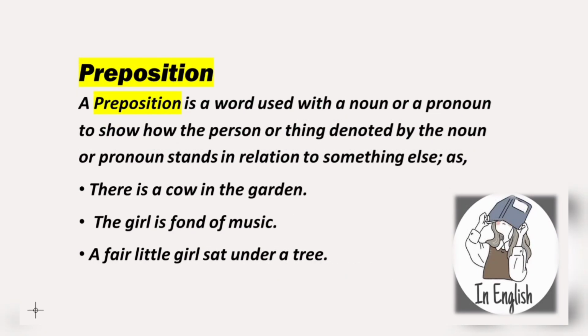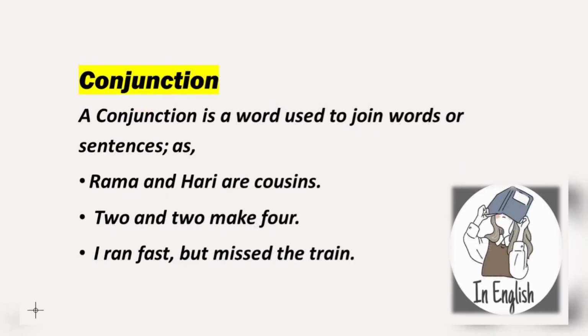Okay, the second last part of speech is preposition. You can read out the definition. First, you have to remember that it is used with a noun or pronoun, and then it simply shows the relationship of noun or pronoun to some other words. For example, you can check out this example, there is a cow in the garden. Now cow is a noun, in is the preposition, the garden is again a noun. So the preposition in shows the relationship of cow and the garden. By the way, I'm sorry that preposition is not the second last part of speech. We are having the two further ahead.